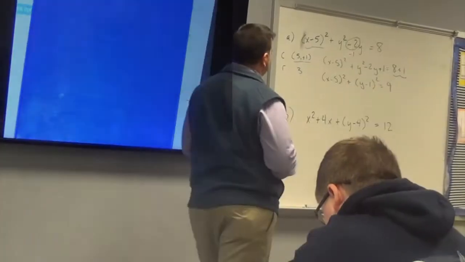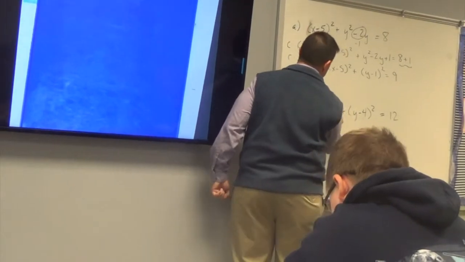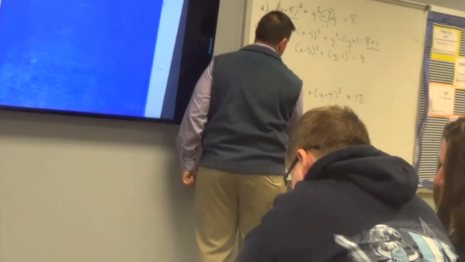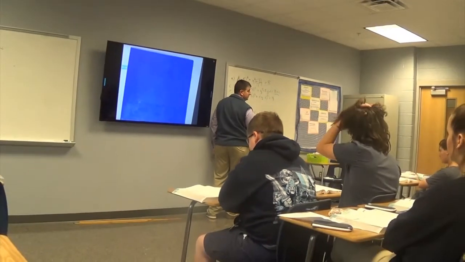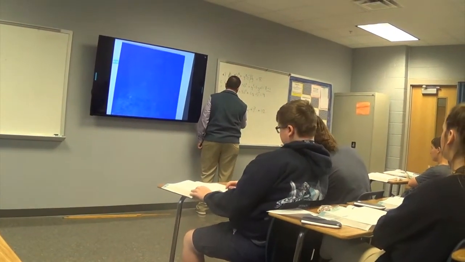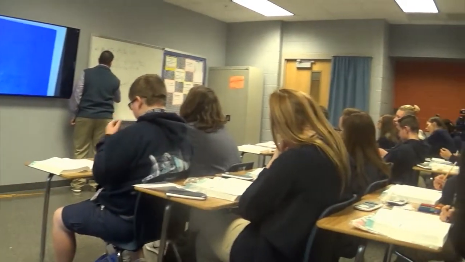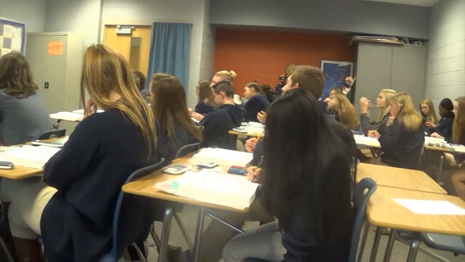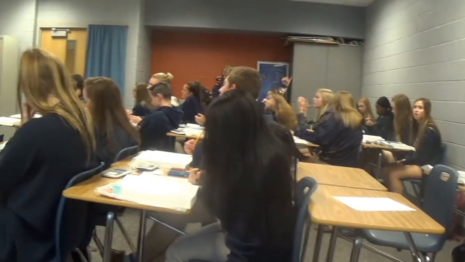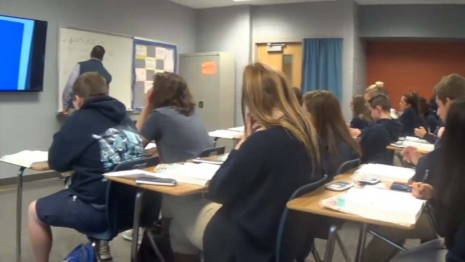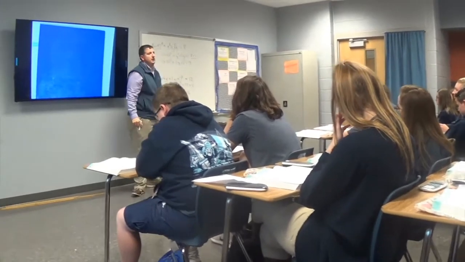Now, same thing here. Take that middle term, divide it by 2. What do you get? 4 over 2 is what? 2. Square it. So you have to add it to both sides. Well, right off the bat, what do you know?